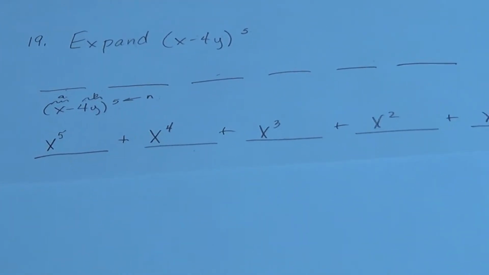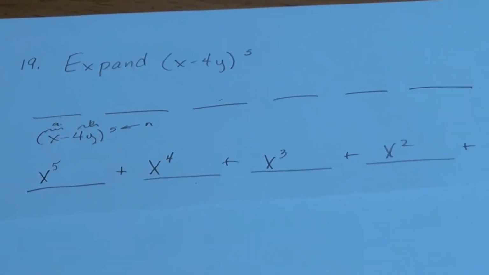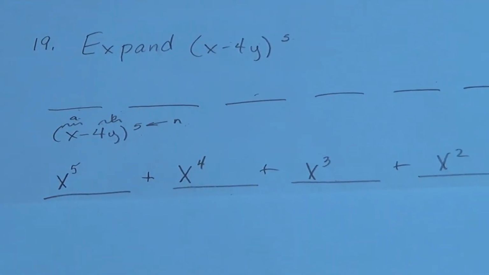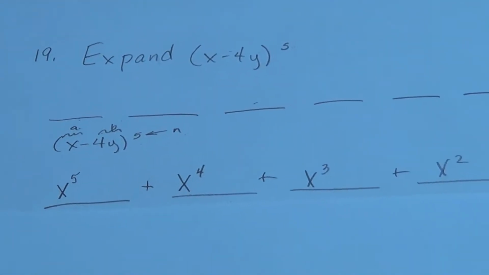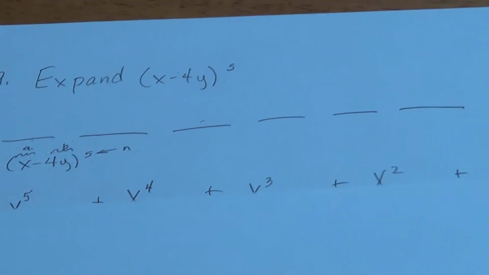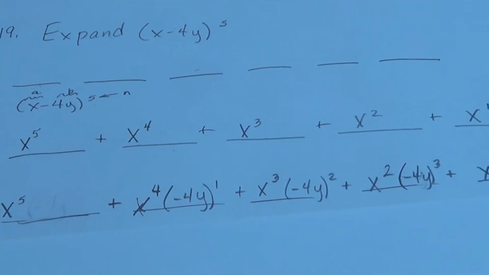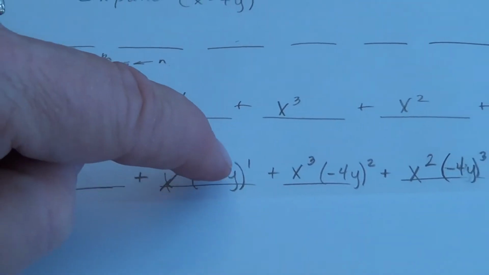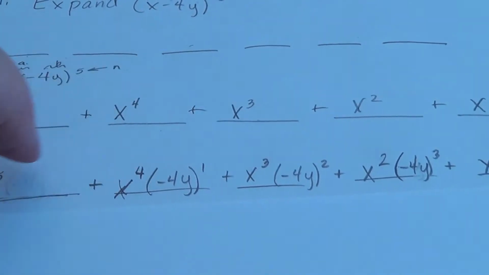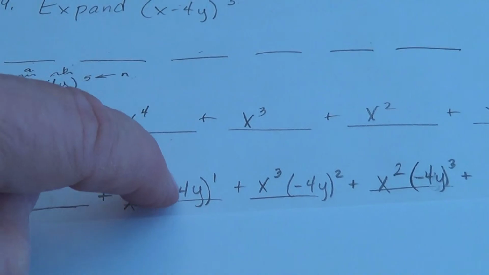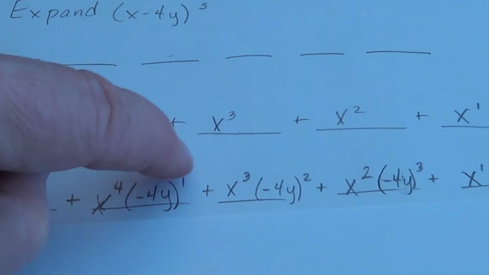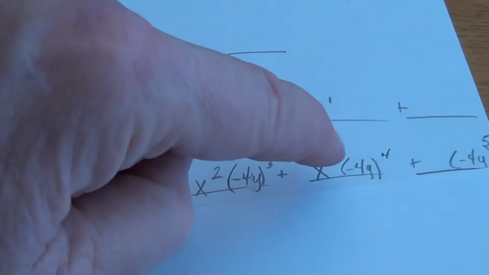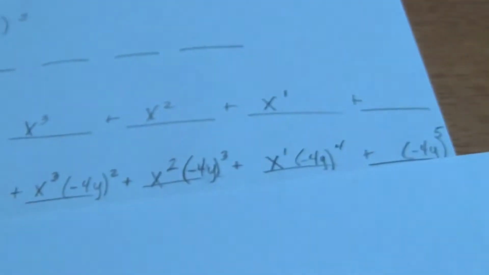Then in the next line of thinking, the second term, which I call the b term, minus 4y, will not appear in the first term, but it will appear in the second term. So it didn't appear at all in the first term. In the second term, it appeared once, twice, 3 times, 4 times, and 5 times.